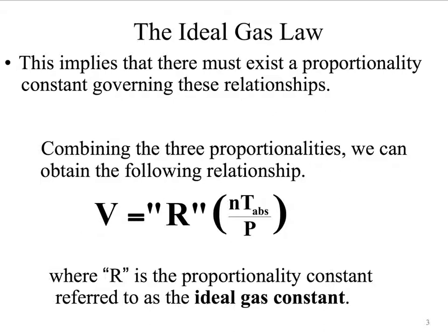In order to make this an equation, we can combine the n, T, and P together, and we have to add a constant. In this case, we're going to add R. R is called the ideal gas constant. So in this case, so far, we have V is equal to R times n times absolute temperature over P.